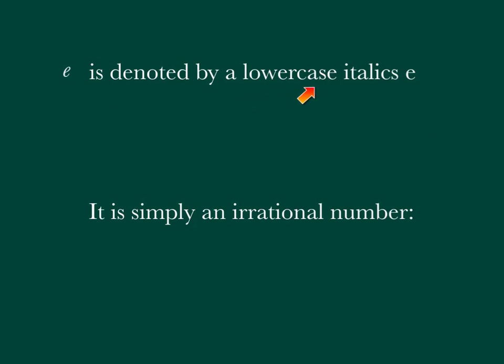e is denoted by lowercase italic e. And e is simply referring to an irrational number. That number, rounded, would be 2.71828, etc. You can recall from your understanding of irrational numbers, irrational numbers are numbers that, when shown as a decimal, never repeat and never stop. They also cannot be shown in fractional form.